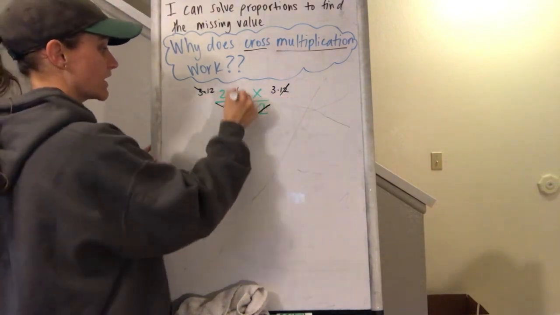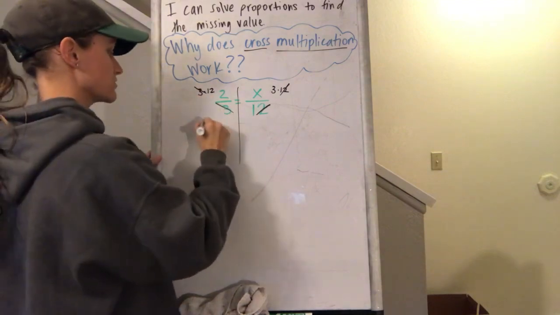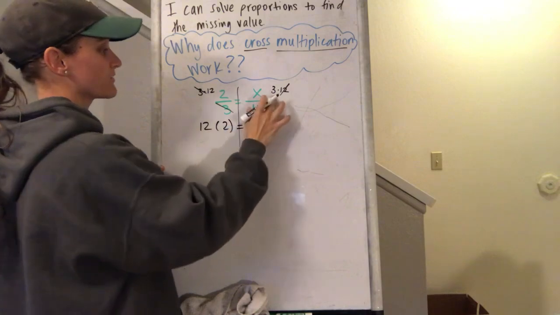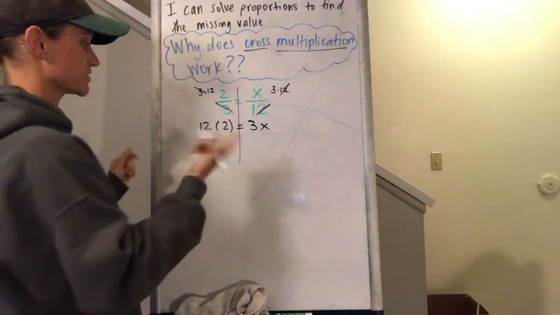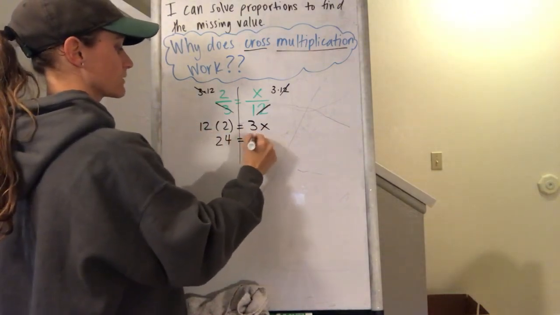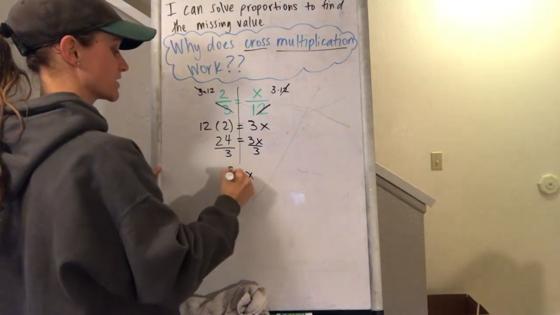And then after that, I'm going to multiply whatever's left. So I have 12 times 2. And then I have 3 times x. And then now I can solve the rest of the problem. So 12 times 2 is 24. Divide by 3. And x equals 8.